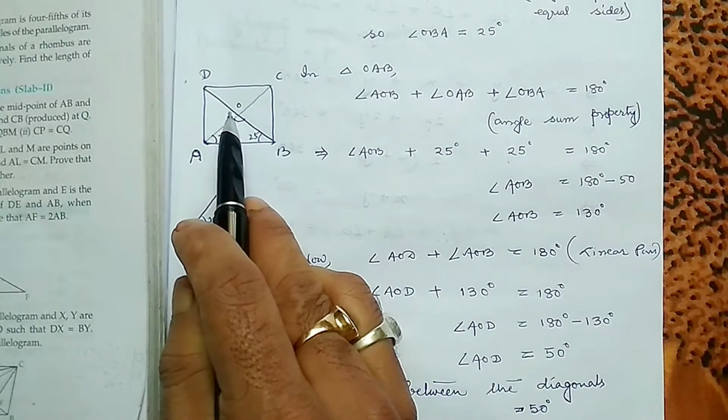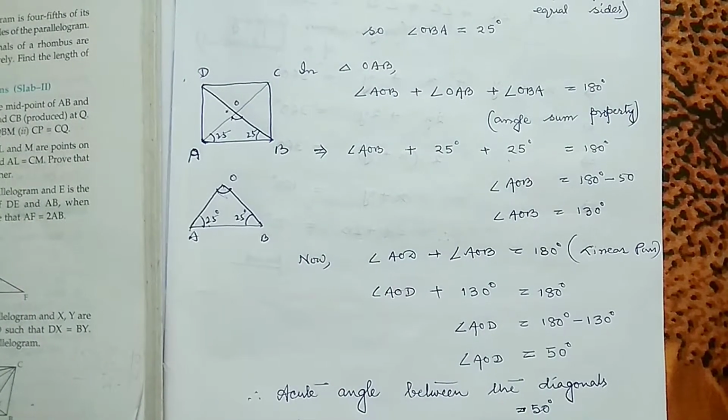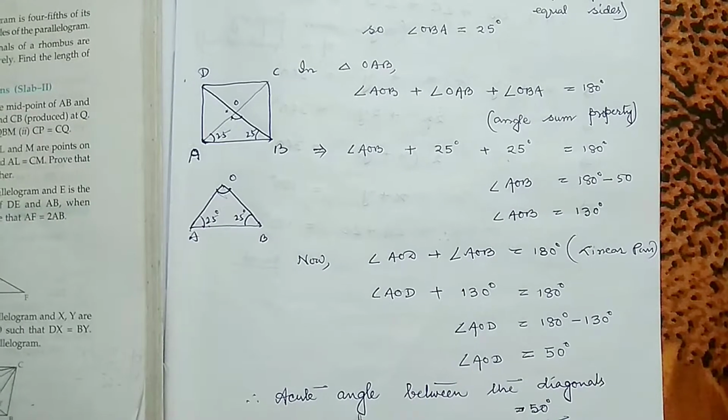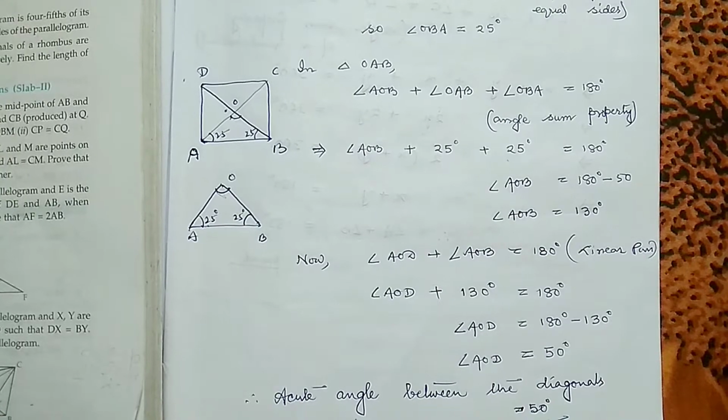This angle we got is 50, and we have to find the acute angle. Therefore, the acute angle between the diagonals is 50 degrees. And I think all of you know that an acute angle means an angle whose measure is less than 90.